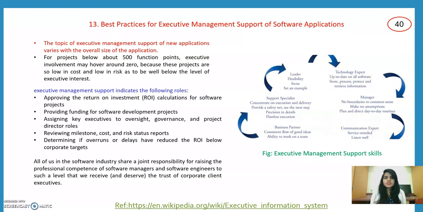And best practices for executive management support of software applications. The level of executive management support of new applications varies with the overall size of the application. For example, for projects below 500 function points, executive involvement may hover around zero, because these projects are so low in cost and low in risk that they are well below the level of executive interest. Executive management support indicates the following roles: approving the return on investment (ROI) calculations and providing funding for software development projects, and assigning key executives to oversight, governance, and project roles. So executive management support of software applications is one of the best practices we can say.